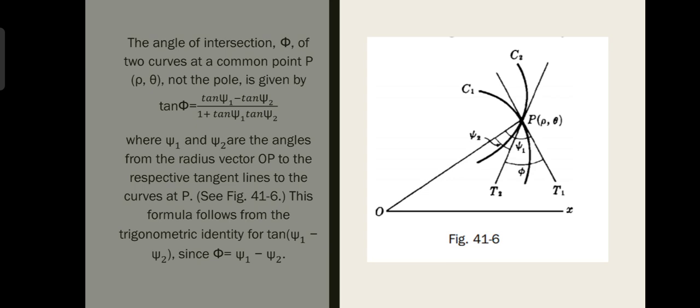This formula follows from the trigonometric identity for tan(ψ1 − ψ2), since the angle of intersection is equal to ψ1 − ψ2.